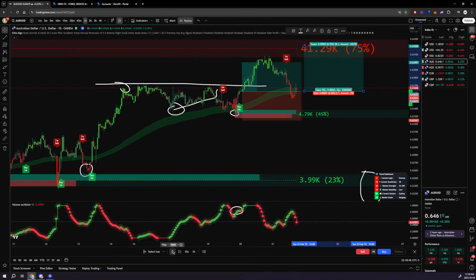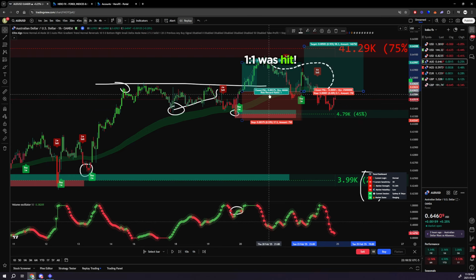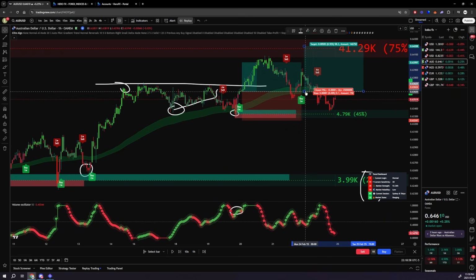I'm not sure if it does here. Eventually, I don't think it does. It didn't. But we can see at least the 1-to-1 was hit, and we would have taken some profit, and we would have also moved to a break-even stop loss. That way our risk went to zero, so we would not lose any money on this trade. That's exactly how this works. Let me show you guys a few more examples of good signals that we can take.